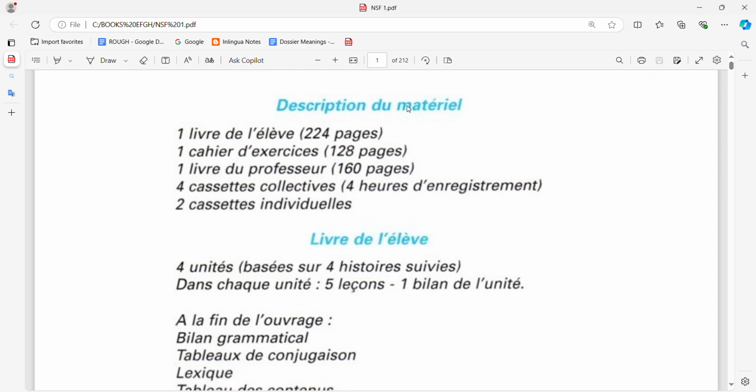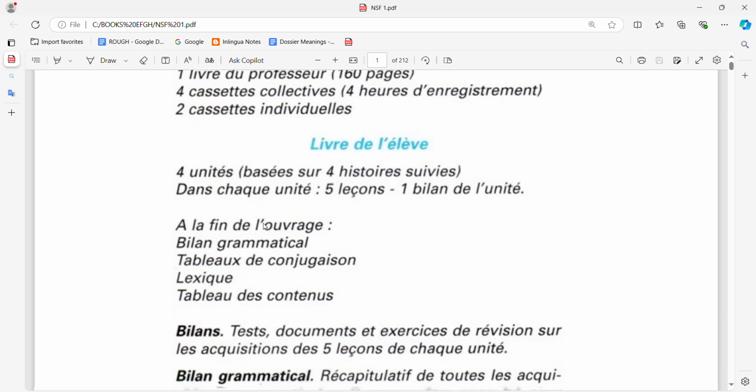It means if you bought the book, you will have the livre de l'élève, the student book. Then cahier d'exercices, an exercise book where you will be solving exercises. There is a livre du professeur, a book for the professor, on how to teach, maybe having answer keys. And then cassettes collectives, group cassettes, where you will have the recording of 4 hours, and individual cassettes.